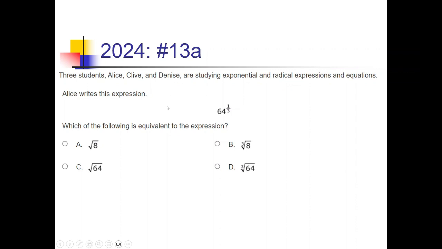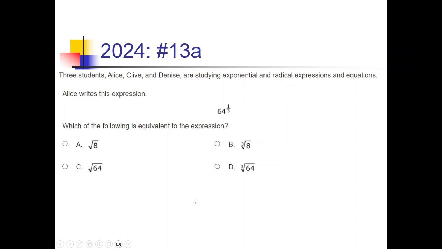For number 13, we've got three students, Alice, Clive, and Denise, studying exponential and radical expressions and equations. Good for them. Alice writes this expression, 64 to the 1/3. We want to know which of the following is equivalent to that expression. So when you have a fractional exponent, the numerator is really the power, and the denominator of this fraction is the root that's involved.